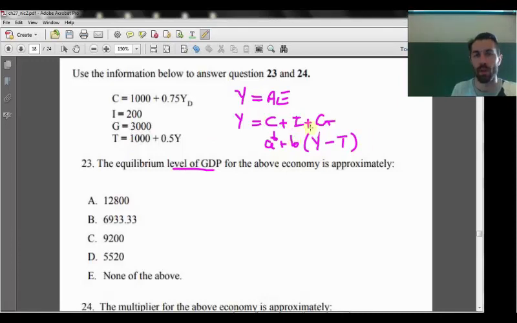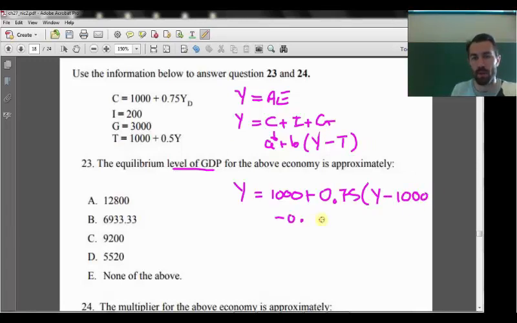So, can we now start filling some stuff in here? Y is equal to A. What's A? 1,000. Plus B is 0.75, times Y minus taxes, which is 1,000 minus 0.5Y. Plus I, what is the value of I? It's 200. What is the value of G? 3,000. Plus 3,000.